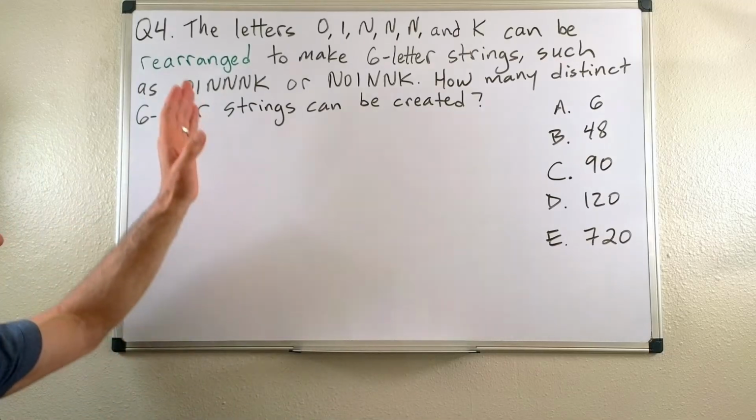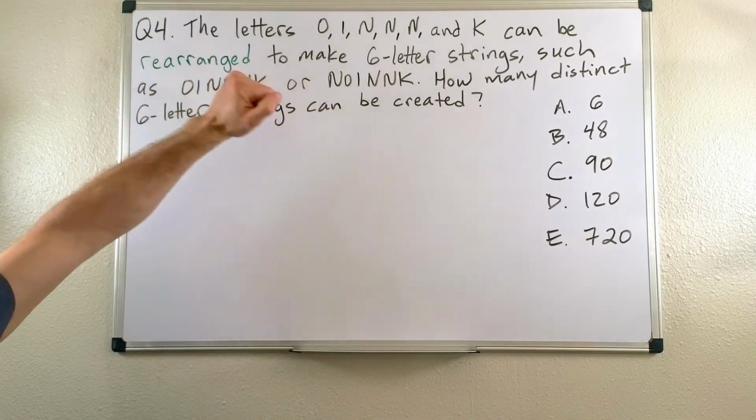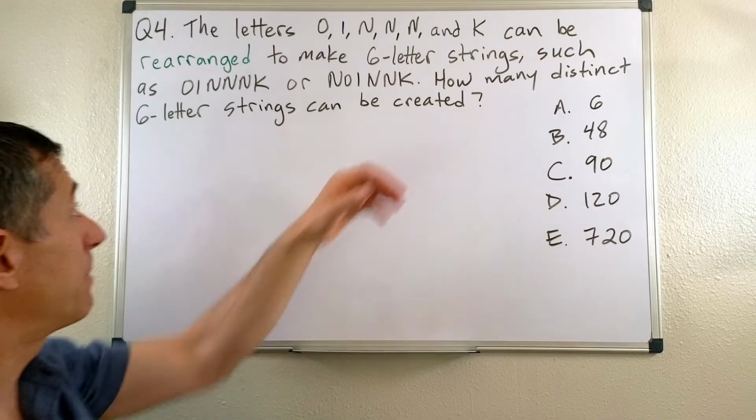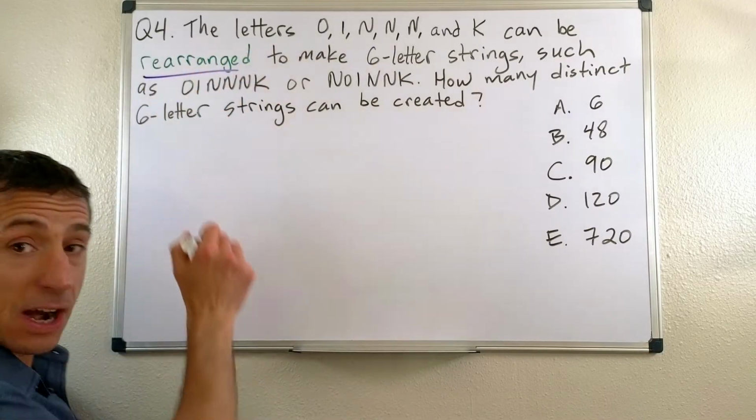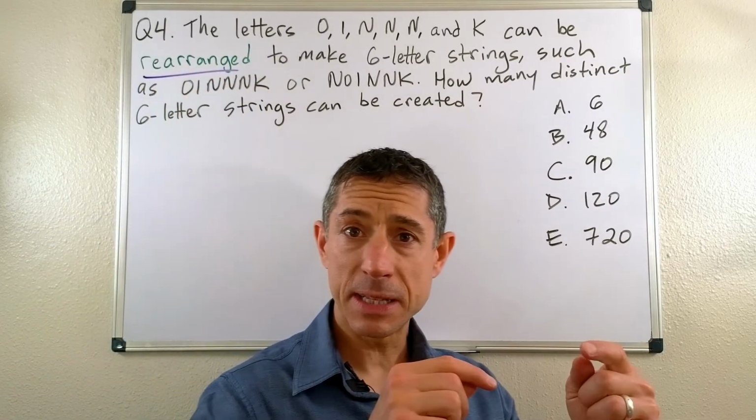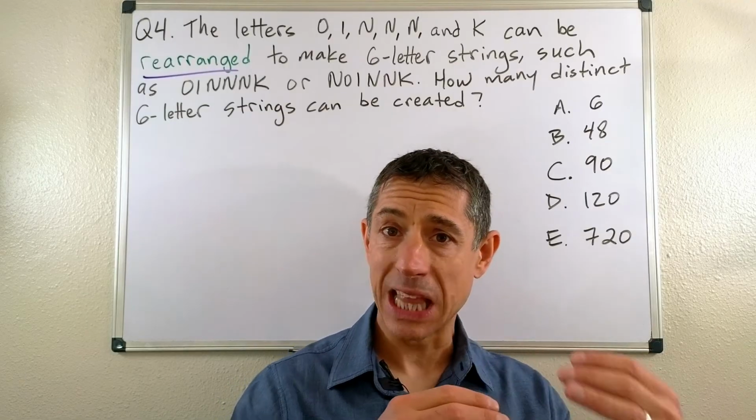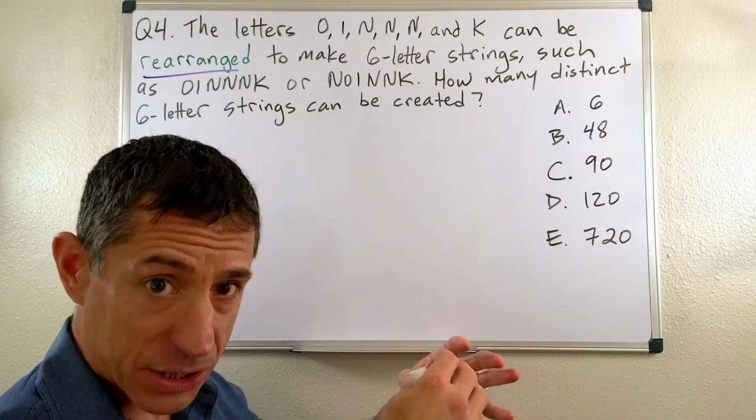All right. In this situation, again, what jumps out at me right off the bat, because letters O, I, N, N, N, and K can be rearranged. Okay, right there. I know right off the bat, we're talking about arrangements. Order matters. This is going to be about slots, not the formula for combinations. We're going to be using slots.